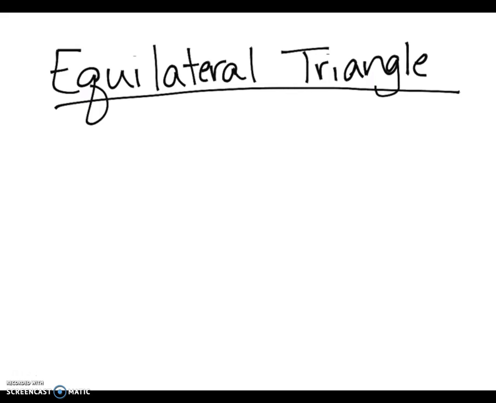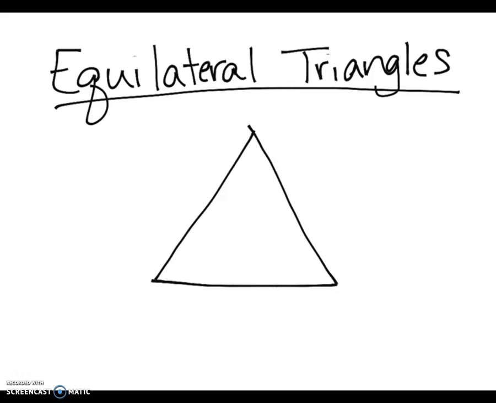Okay. Next we're going to talk about equilateral triangles. And we have two theorems for these. The first one is that a triangle is equilateral if and only if it is also equiangular. So we talked about this briefly before. We said if it's equilateral, then it also has to be equiangular.